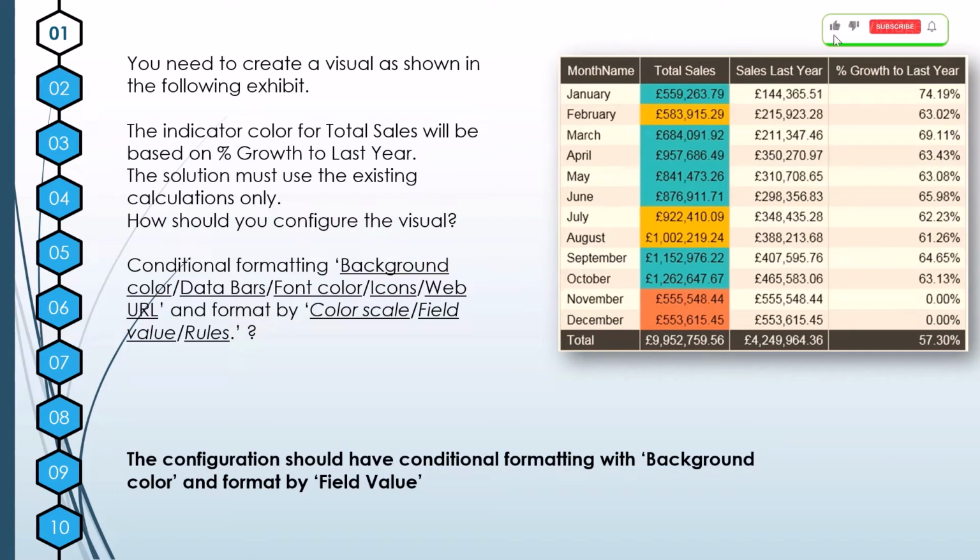You need to create a visual as shown in the following exhibit. The indicator color for total sales will be based on % growth to last year. The solution must use the existing calculations only. How should you configure the visual?